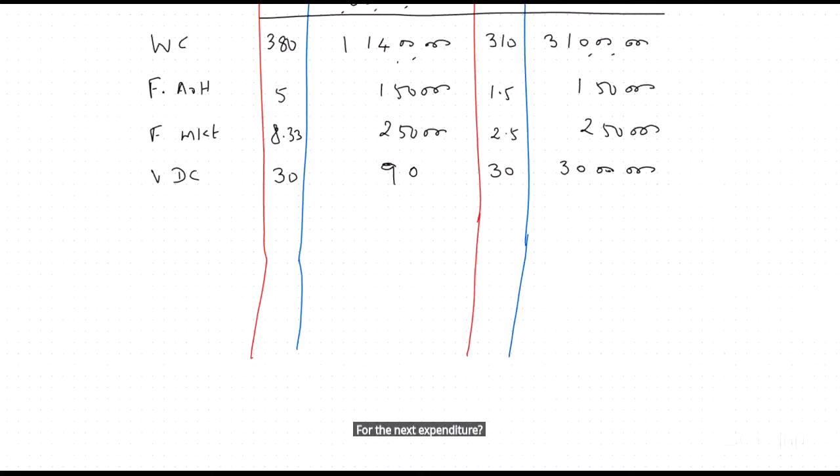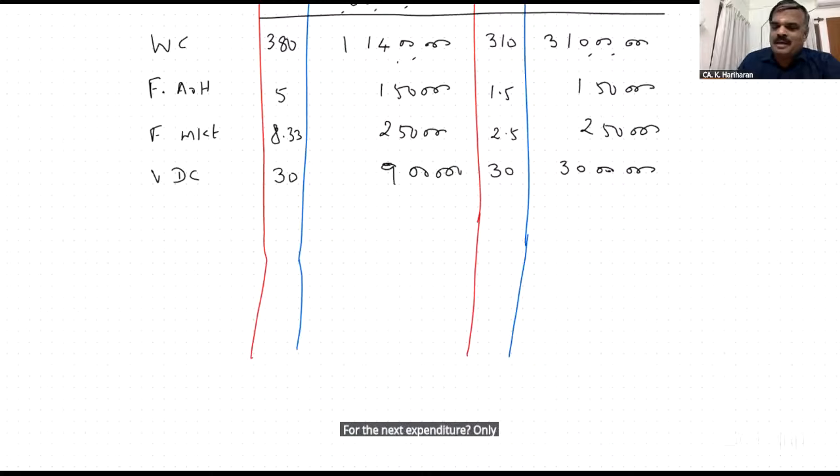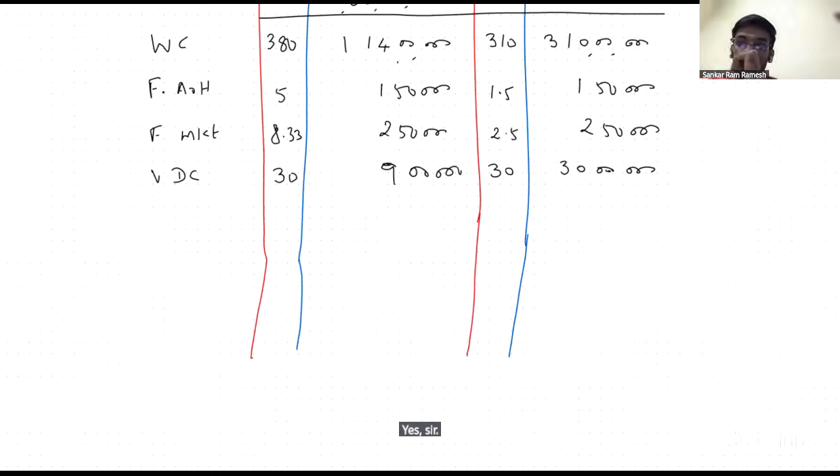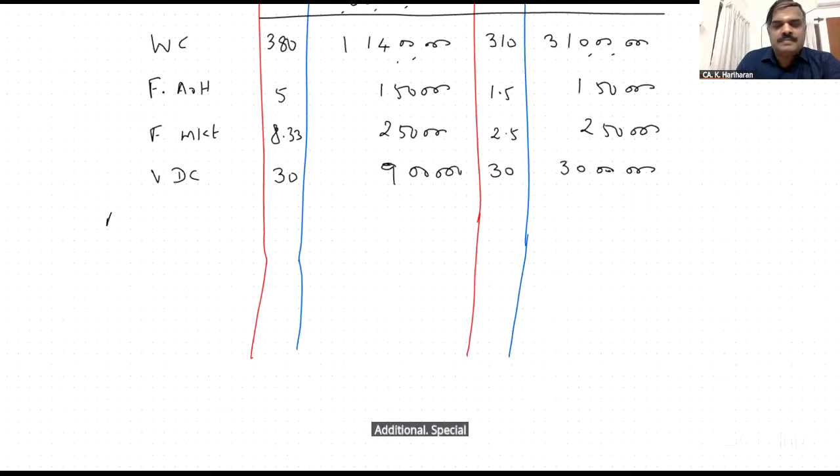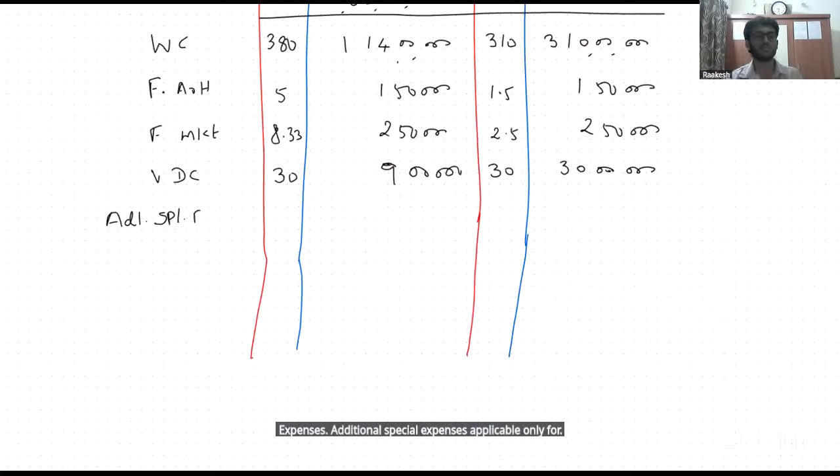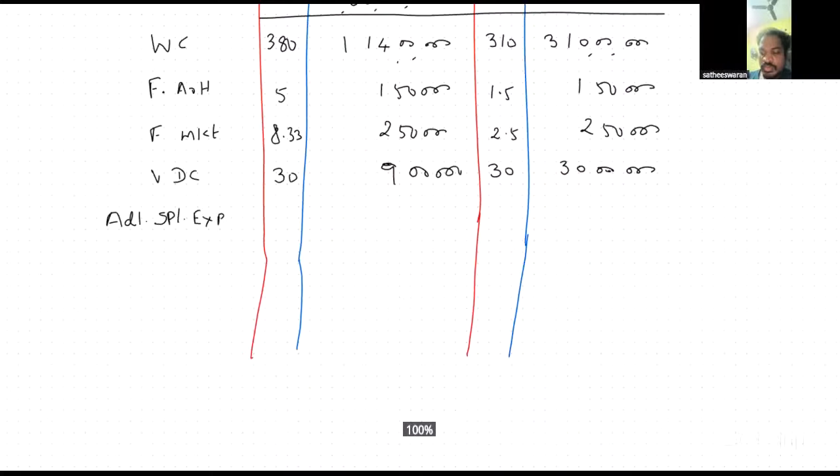Adjustments, sir. Only special expenses for the 100% column. Am I right? Yes, sir. Additional special expenses, applicable only for 100%.